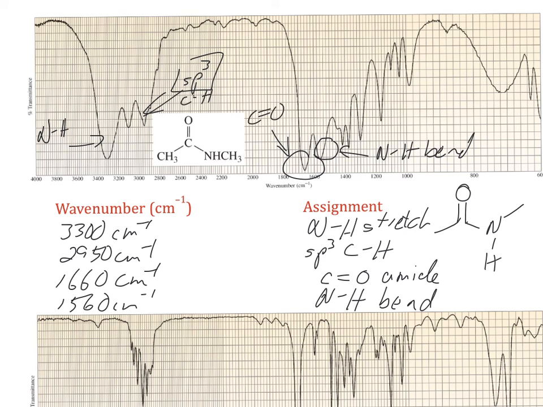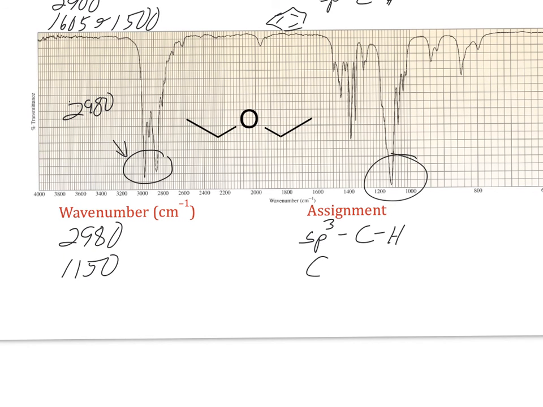There's also an NH bend. Now this is a stretch. This is the bend. The bend comes in at 1560. And these are all available on your tables, of course. And that represents the CO single bond stretch. So if there's not a lot of functional groups, there's not going to be a lot of stretches.